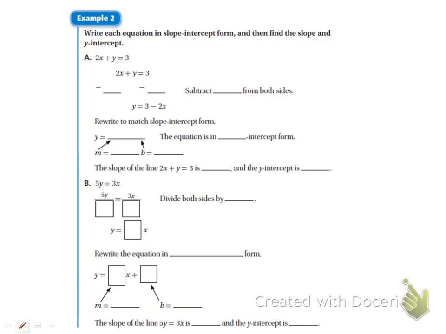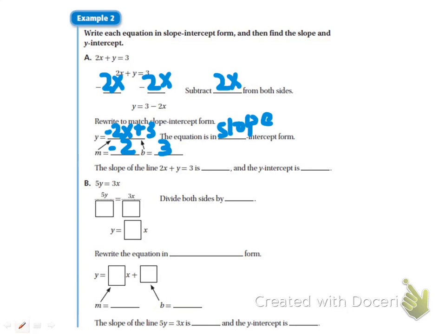Okay, let's take a look at example number 2. So now we're going to write the equation in slope-intercept form and then find the slope and the y-intercept. We have the equation 2x plus y equals 3. So we want to move the 2x to the other side of the equation because we want y all by itself. So subtract 2x from both sides. Now I have y equals 3 minus 2x. And I want to rewrite this in slope-intercept form. Slope-intercept form is y equals mx plus b. So if I rewrite it, it's negative 2x plus 3. So that leaves me with b is 3 and negative 2 is m. So my slope is negative 2 and the y-intercept is 3.